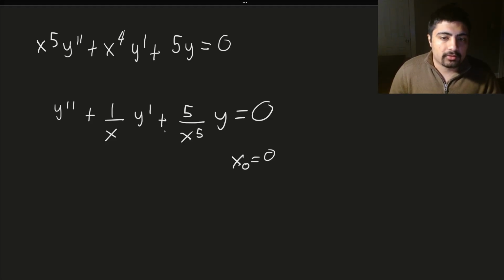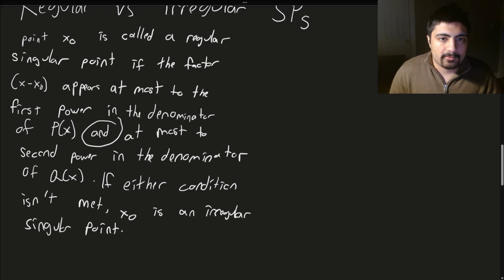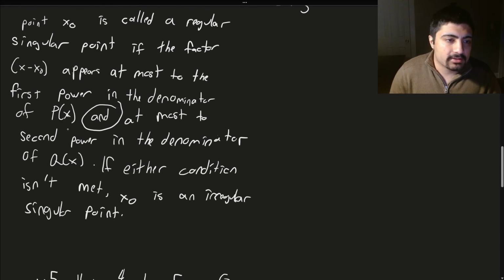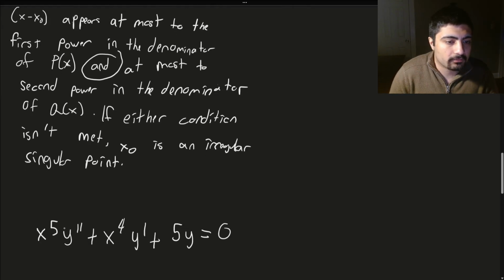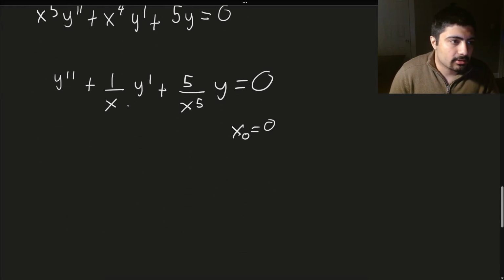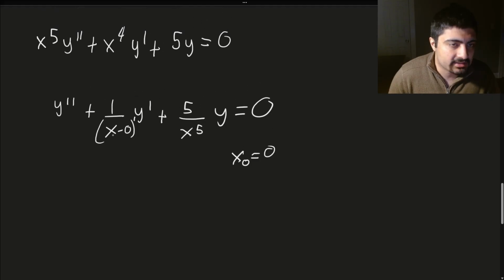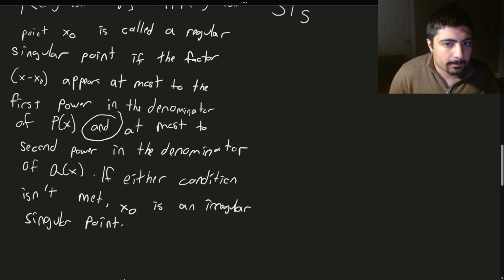Well, what did the definition tell us? If you want to go back, the x minus x0 term appears at most to the first power in the denominator of p of x. Well, what is p of x? 1 over x, and x0 is 0, so you can write this as 1 over x minus 0. And it appears to the first power. So the at most to the first power requirement is satisfied.